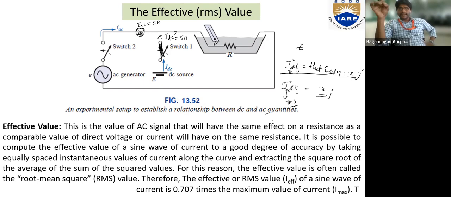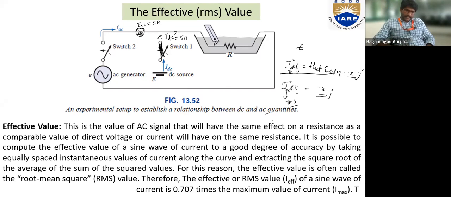That's the reason why the AC quantity which is comparable with DC, we call the RMS value, or the effective value. For this reason, the effective value is often called the root mean square value. It is possible to compute the effective value of a sine wave of current to a good degree of accuracy by taking equally spaced instantaneous values of current along the curve and extracting the square root of the average of the sum of the squared values. What does it indicate?